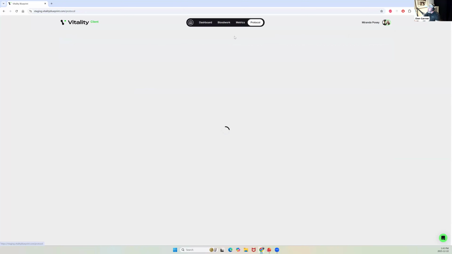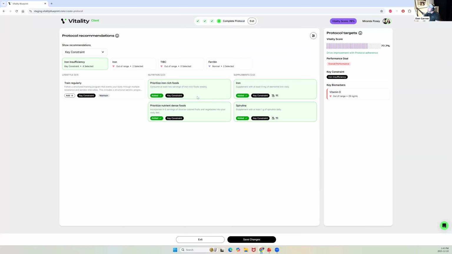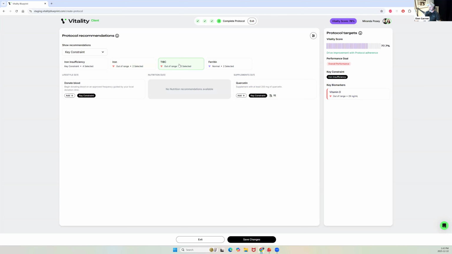All right, protocol page. Let's edit it. Bam. Okay, so when you're designing somebody's protocol, this whole process is way smoother and neater now as well. So you've got your categories of relevance here. When you click key constraint, you now have the biomarkers, and we're back to Miranda now. She had iron insufficiency, so she's got the 3 biomarkers that are affected by her key constraint.